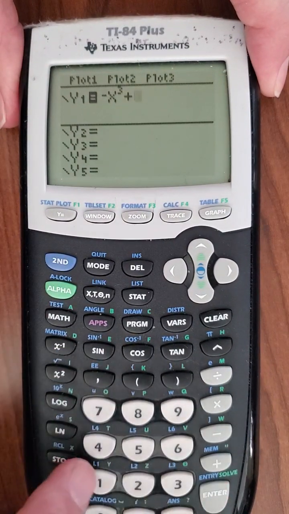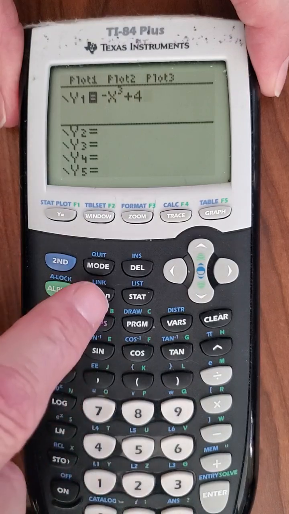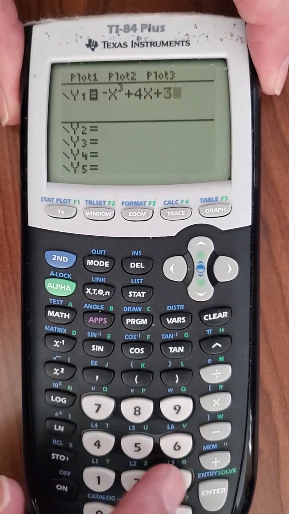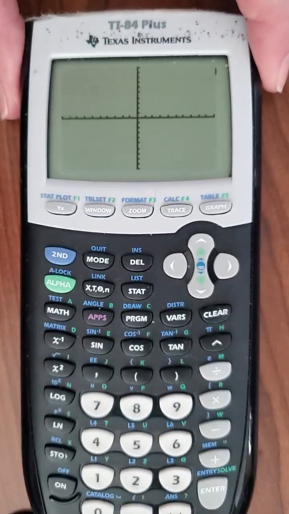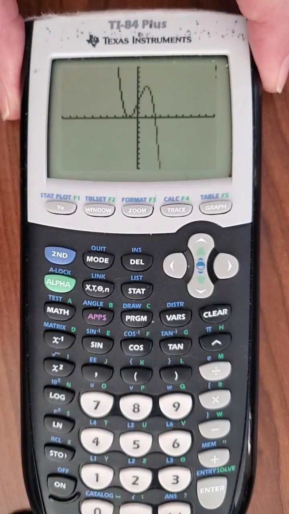And then plus 4x plus 3. That's the equation we're going to graph right now. I'm going to press the graph button, and that's what it looks like. And what I see is a cubic.